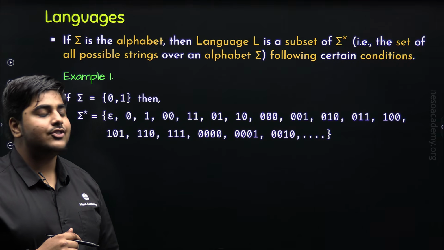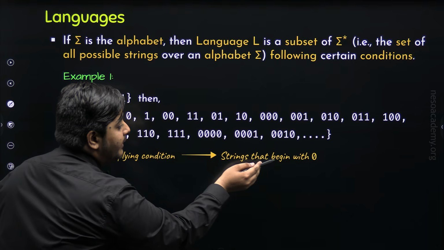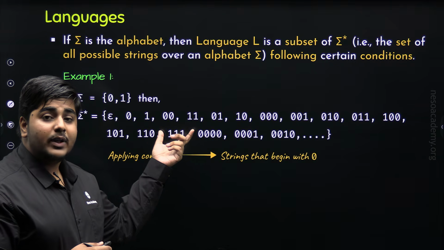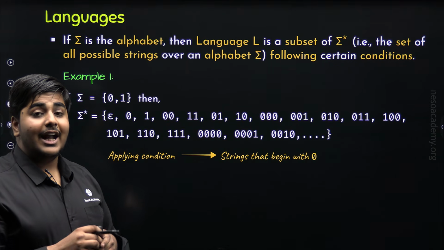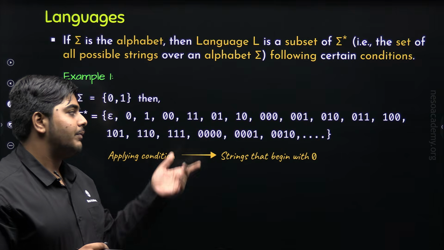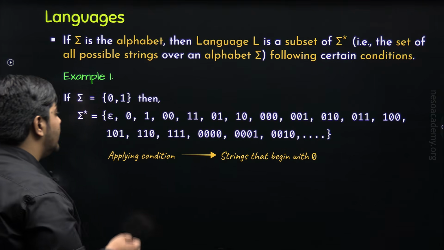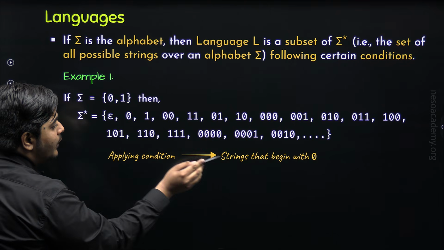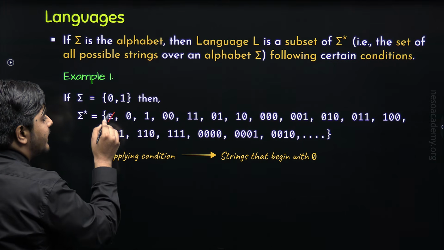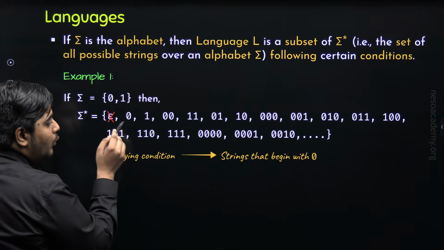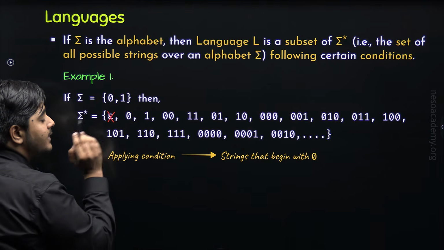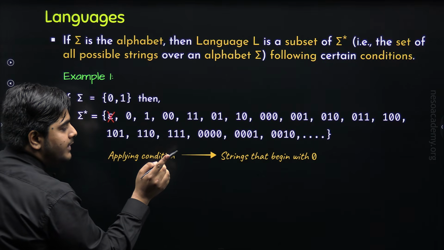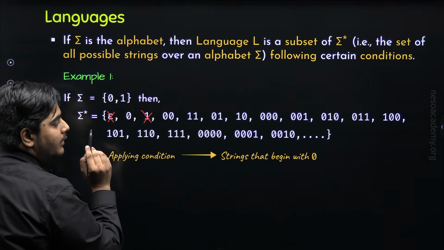So let's apply one condition: strings that begin with 0. That means only the strings that begin with 0 will be part of our language, and the rest of the strings should be eliminated from this set. So let's find out. This is epsilon, our null string. This string does not begin with 0, so we will eliminate it. This is 0, which is obviously beginning with 0, so this string will not be eliminated. This is 1, which is not beginning with 0, so we will eliminate this string.